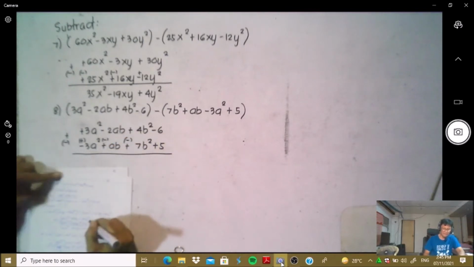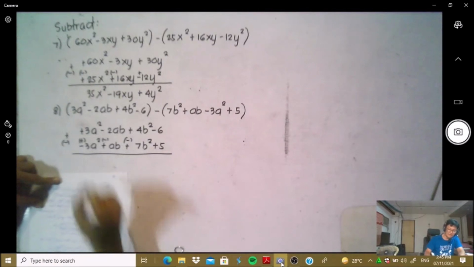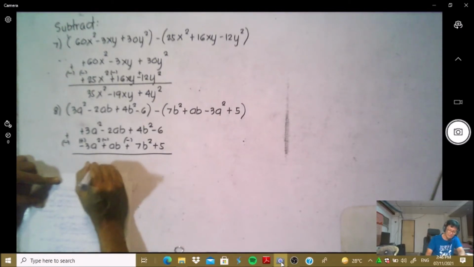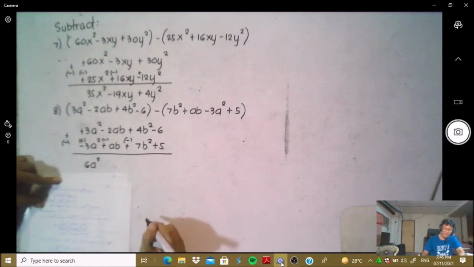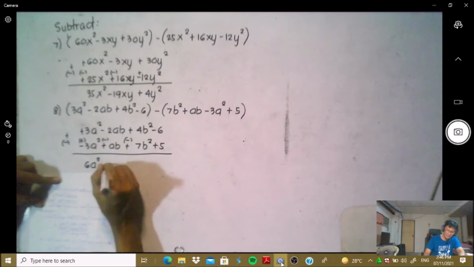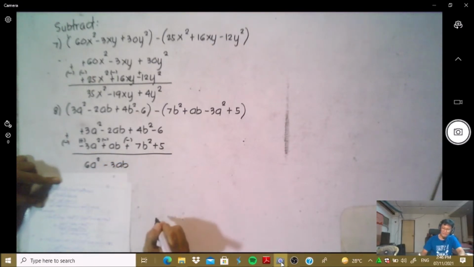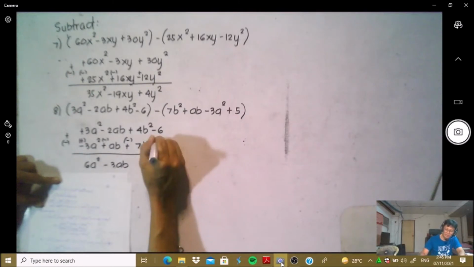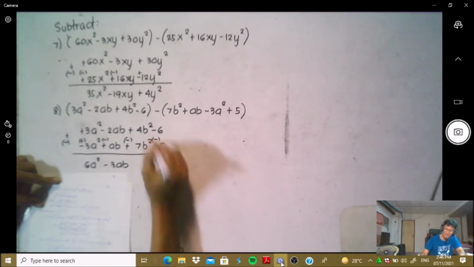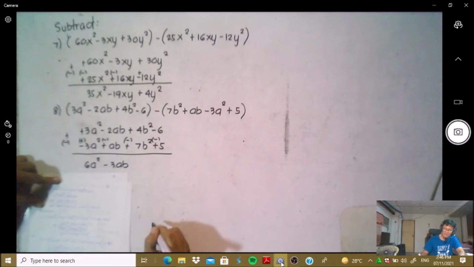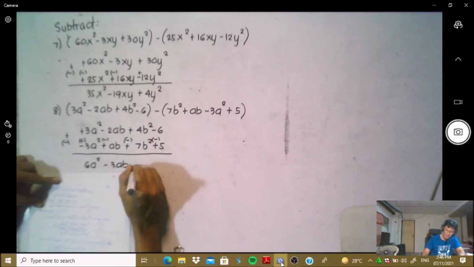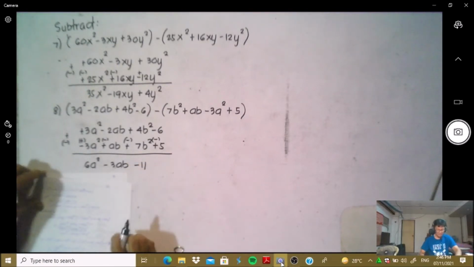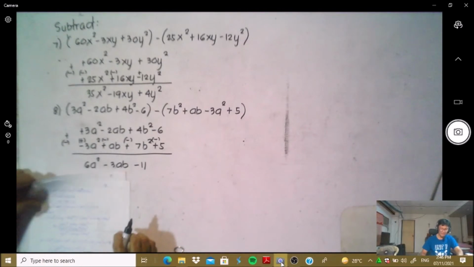So we have 3 plus 3 is equal to 6a squared. Then we have negative 2ab plus negative ab, and therefore we have negative 3ab. Then we have negative 6. By the way, this should be negative. So we have negative 6 plus negative 5, and we have negative 11. Okay, so that is number 8.